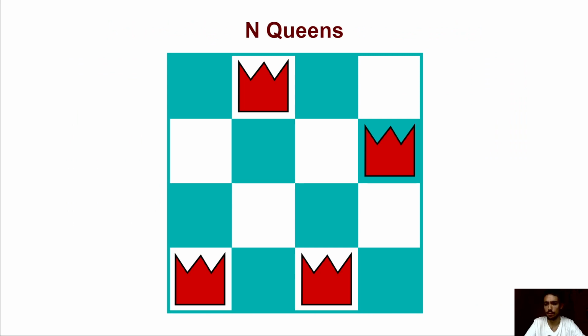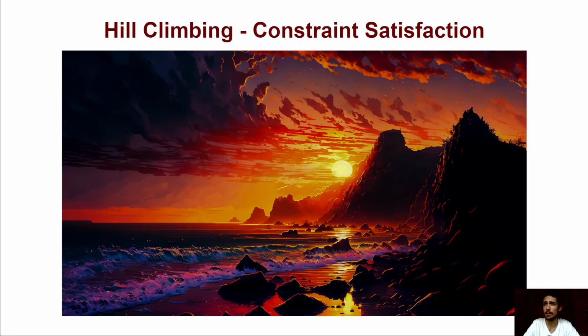The constraint satisfaction problem that we are going to solve using hill climbing is the n queens problem, where the goal is to place n queens on an n times n chessboard, such that no two queens threaten each other. So remember, in a chessboard, queens can threaten each other if they are in the same row, column, or diagonal. Remember, one of the applications of hill climbing was to use it for constraint satisfaction problems.